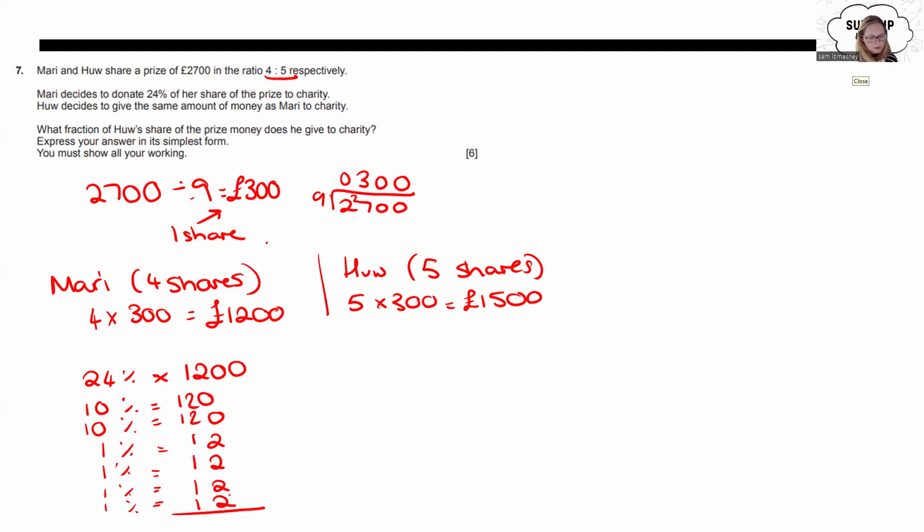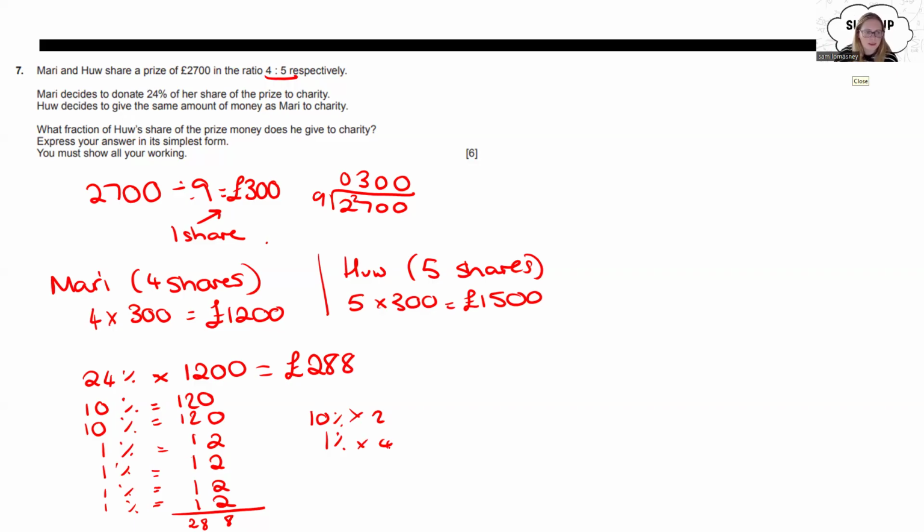So 2, 4, 6, 8, 2. So that is 288. Again, there was more than one method for that. I probably would have done 10% times 2 and 1% times 4 and then added them, but it doesn't matter. Right, got that. Let's do 288.